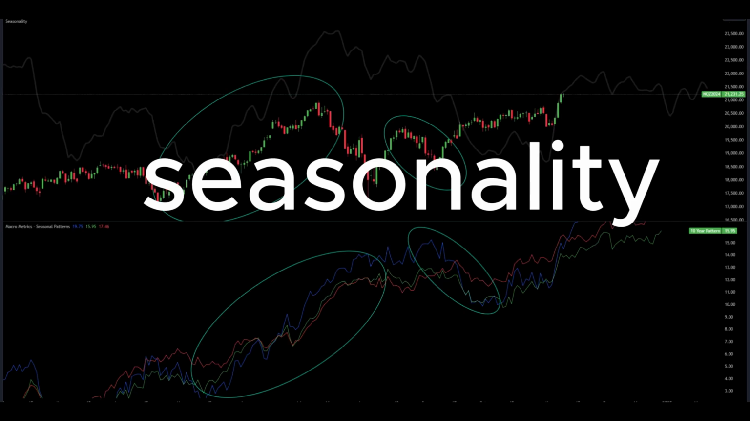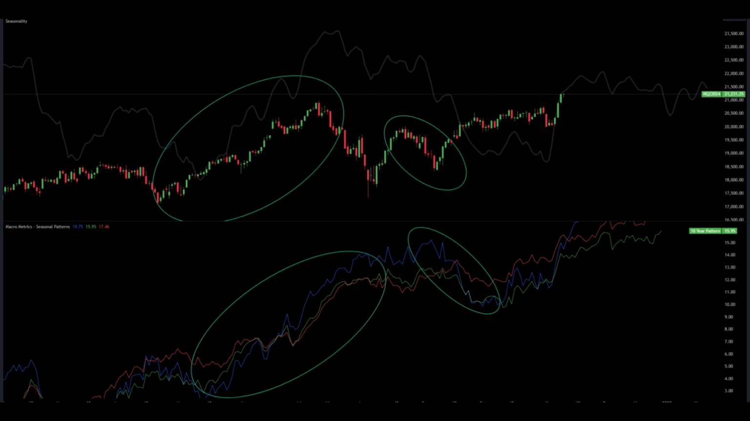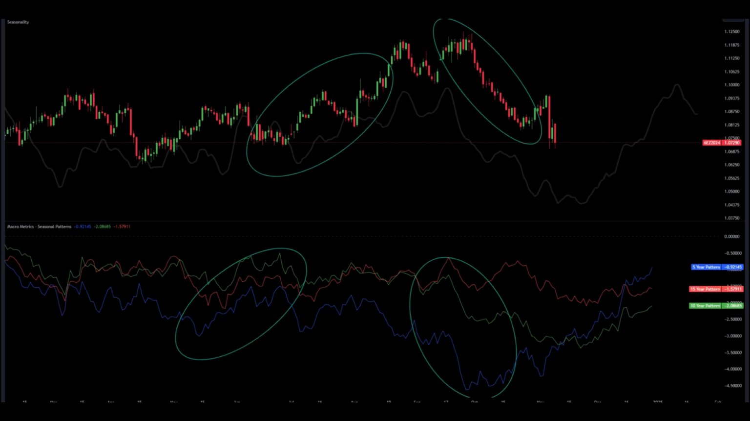Seasonality patterns. Seasonality refers to the tendency for certain assets or markets to behave in a particular way at certain times of the year due to historical trends or cyclical events. How to use it. Historical trends: look at how an asset has performed in specific months, quarters, or seasons in past years. For example, certain commodities may perform better in winter due to weather-related demand spikes, while agricultural commodities may follow harvest cycles.